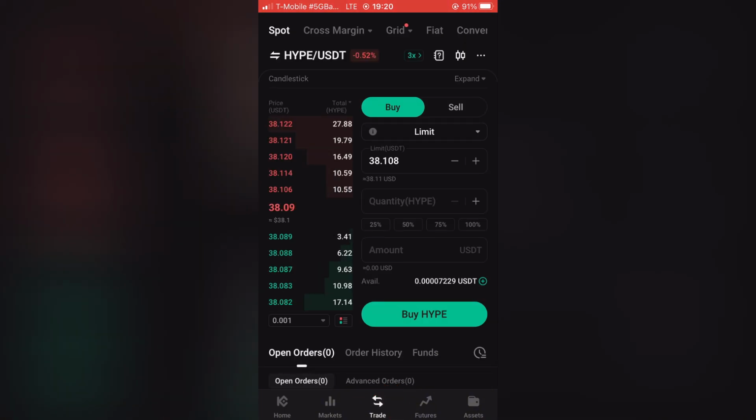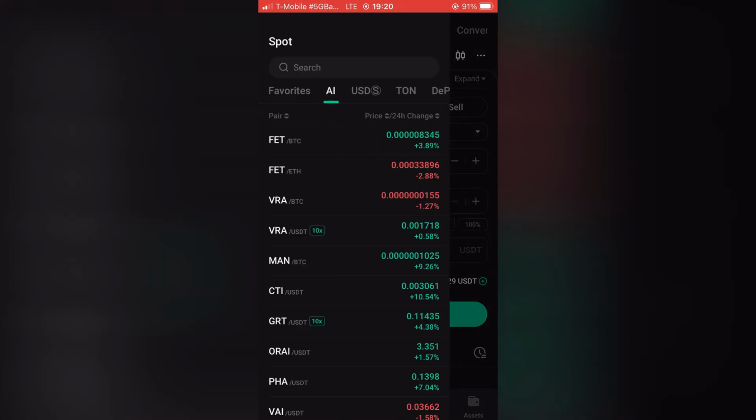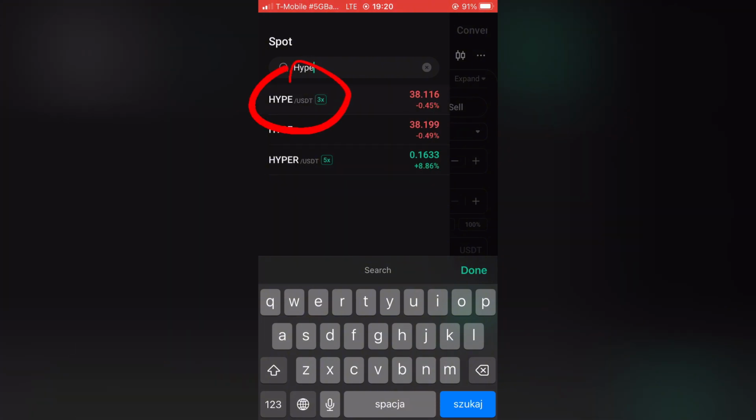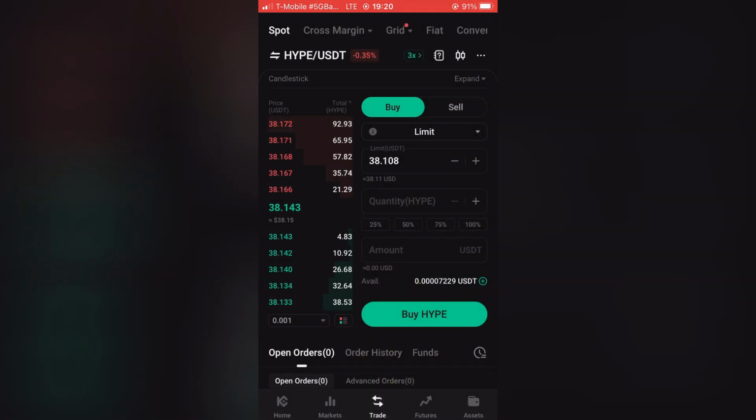If you want to sell on a trading pair, click on the symbol. And let's type Hype to find the correct trading pair. Tether trading pair has the best liquidity, so I recommend using this one.